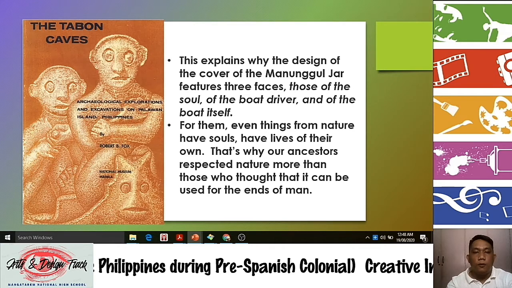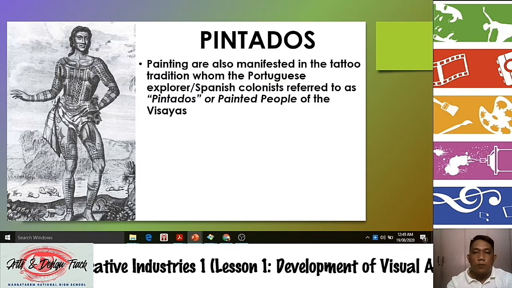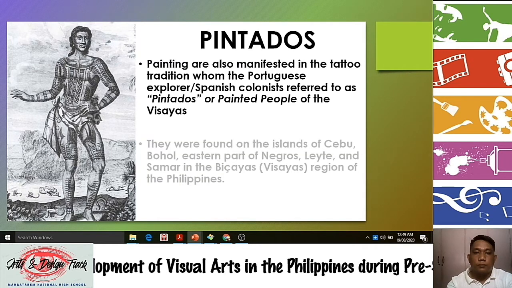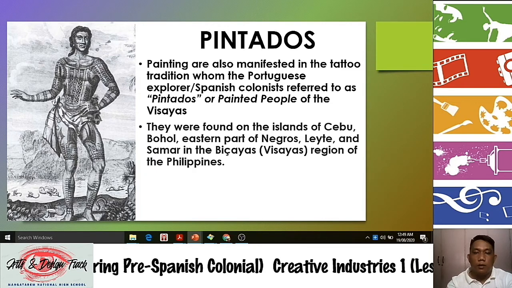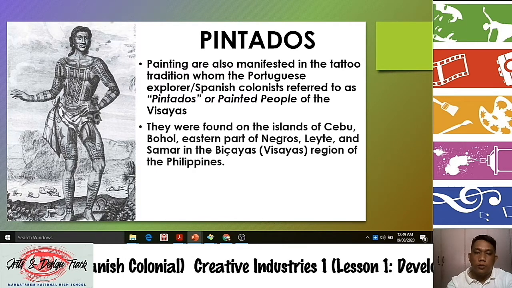Next up are the Pintados. Paintings are also manifested in the tattoo tradition of the people the Portuguese explorer and Spanish colonists referred to as pintados, or painted people of the Visayas. They were found on the islands of Cebu, Bohol, eastern part of Negros, Leyte, and Samar in the Visayas region of the Philippines.